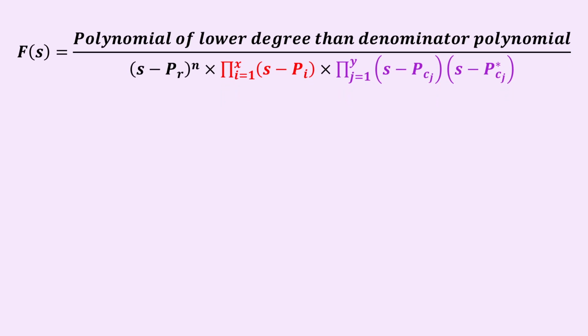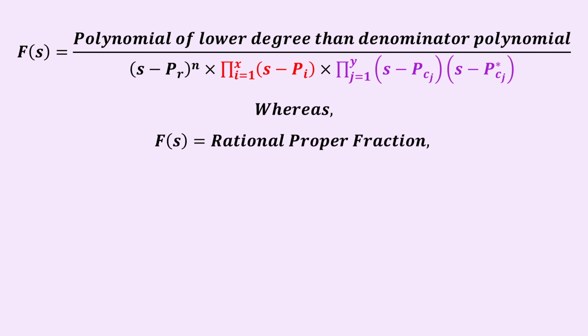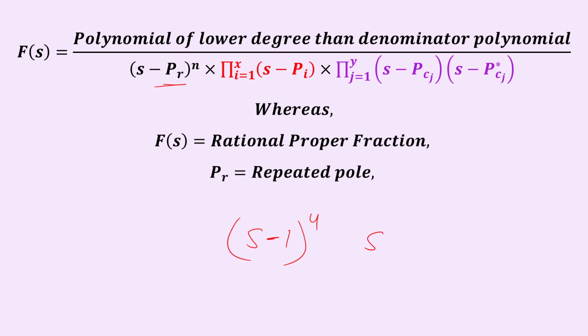Now we will understand a comprehensive case of a partial fraction expansion. For example, F(s) is a rational proper fraction and PR is the repeated pole. Repeated pole means this can be of any nth order repeated pole. For example, it could be (s minus 1) raised to power 4. That means this polynomial has solutions s equal to 1, 1, 1, 1. So 4 poles at 1.